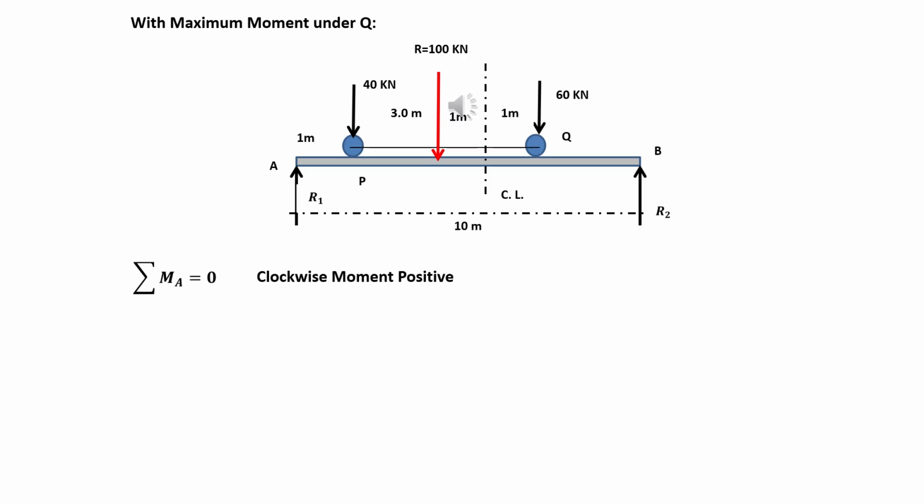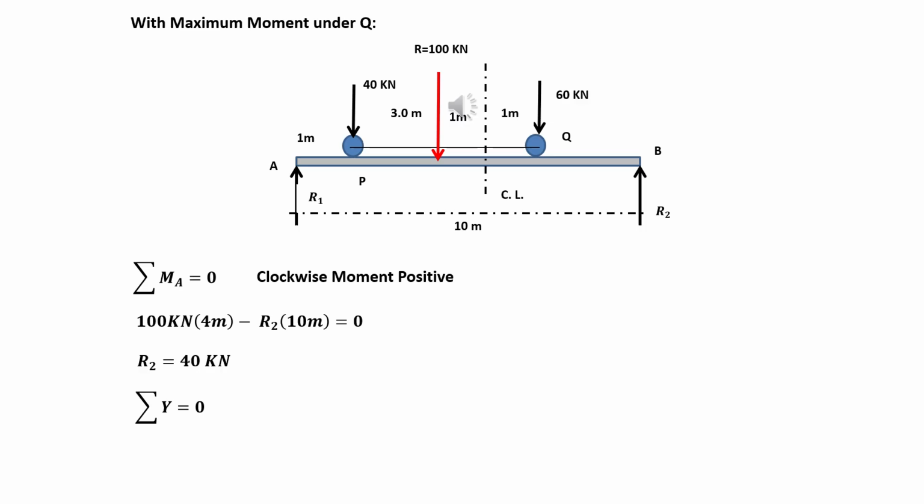As we can see in the figure, the 100 kilonewton resultant force is 4 meters away from point A, while the reaction at point 2 is 10 meters away from point A with the direction of counterclockwise. That is why our equation becomes 100 kilonewton times 4 meters minus R sub 2 times 10 meters equals 0. Then finally, our answer for the reaction at point B, R sub 2, equals 40 kilonewton.